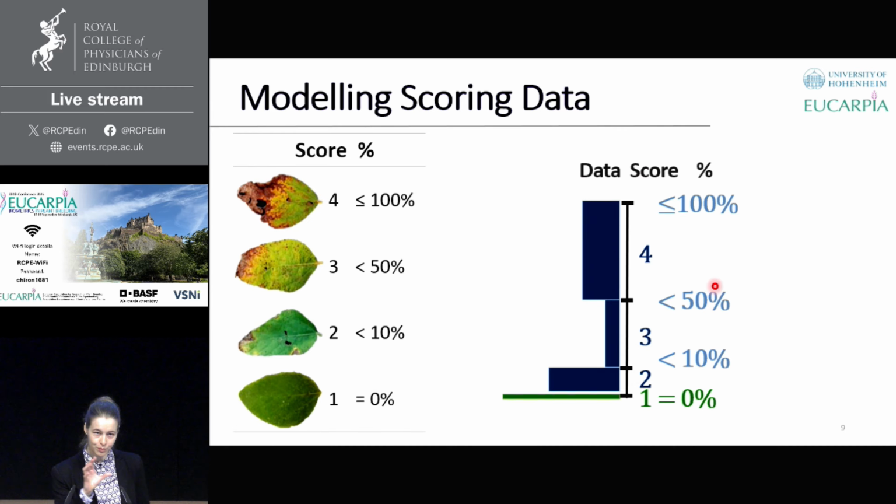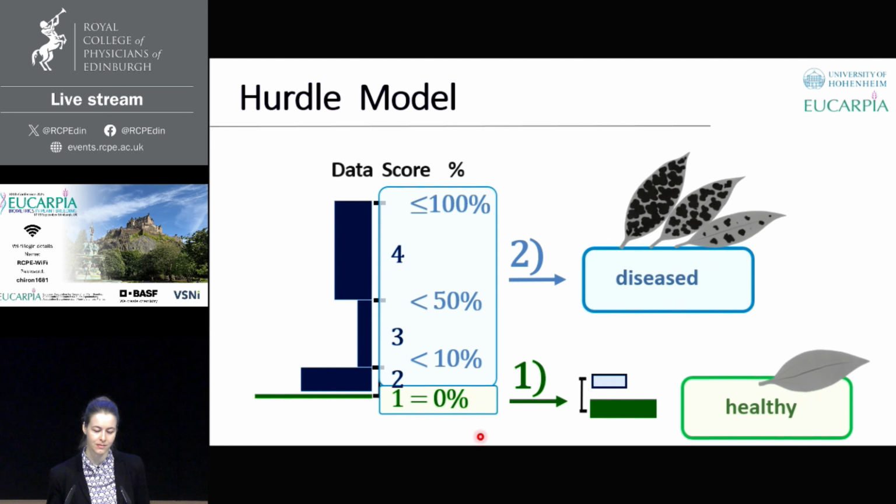So we have two parts in our model, first part and second part, but both parts in one model. The first part looks at it in the sense of, is it healthy or is it not healthy? And the second part then looks at how diseased it is, only taking the diseased part of the data. So we have a closer look at this now to see how we did that.